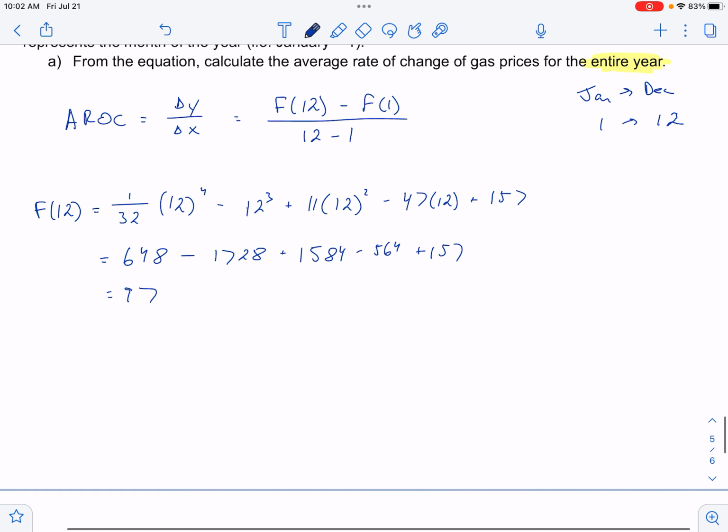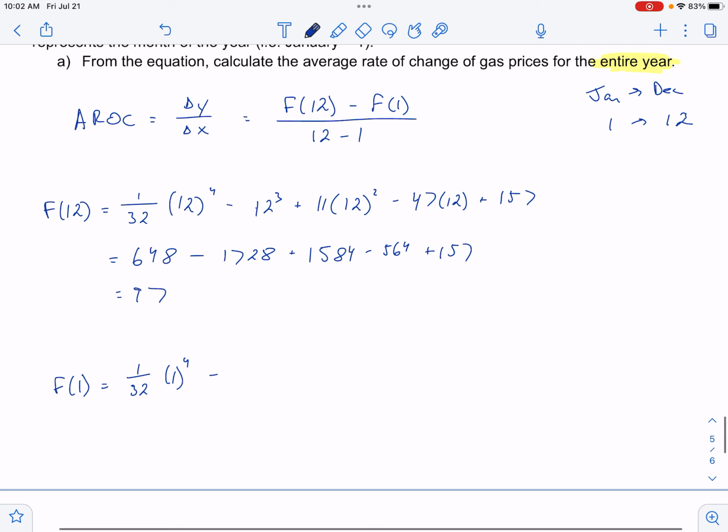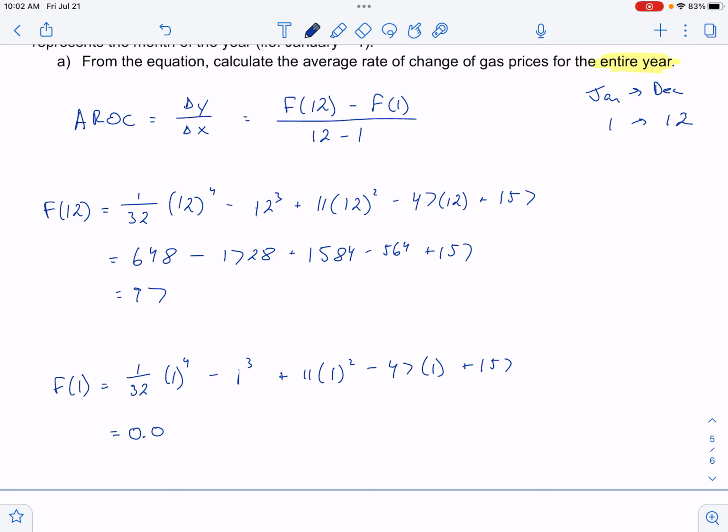Okay, let's try our function at 1 now. So I'll have 1 over 32 times 1 to the power of 4 minus 1 cubed plus 11 times 1 squared minus 47 times 1 plus 157. I'm going to jump to a decimal here. 1 to the power of 4 is just 1. Divided by 32 is 0.03125, minus 1 plus 11 minus 47 plus 157, and I'm just going to round this to 2 decimal places.